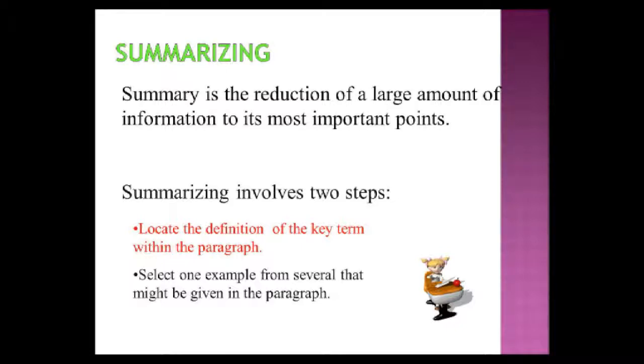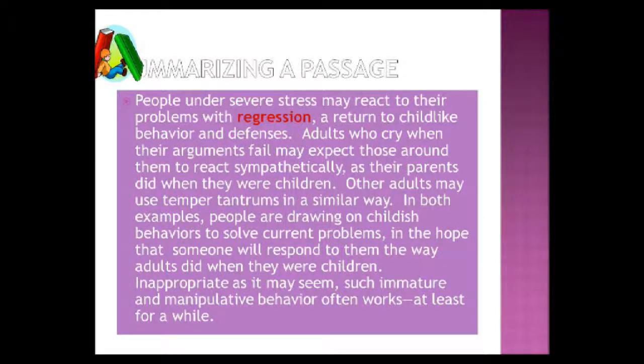Okay, I'm going to give you an example. This is a paragraph. Obviously, I need to know what regression means, so I have that highlighted. Okay, so you're going to follow that rule, 2 steps to summarizing. Your first step is figure out the key word and the definition. Here's our key word. Our definition is right here: a return to childlike behavior and defenses. And then you just look for an example. It could be adults who fail to cry when their arguments don't go the way they planned. Other adults who throw temper tantrums. So you find the example that's going to help you remember what this word means. And then you have just summarized this paragraph.